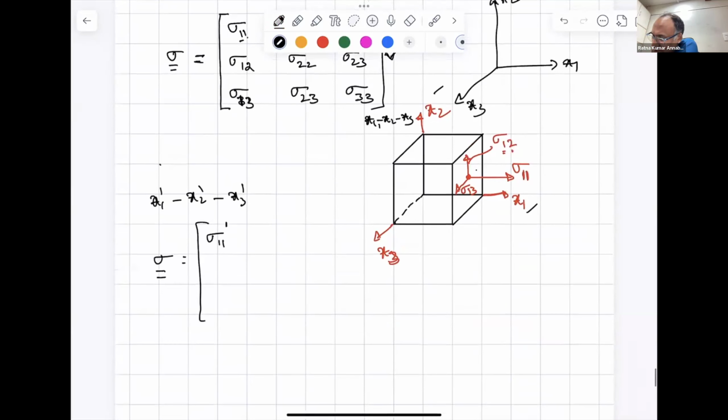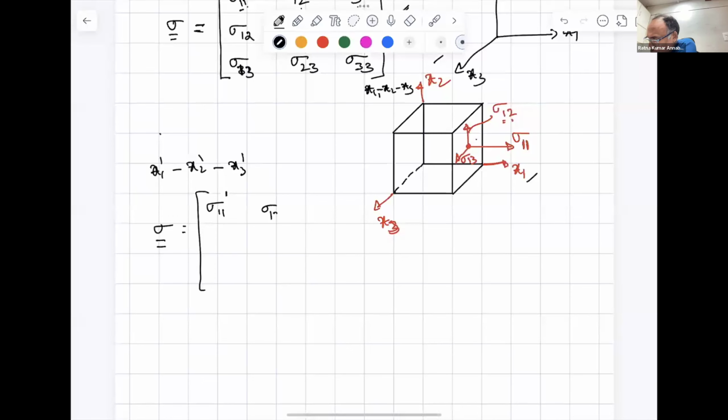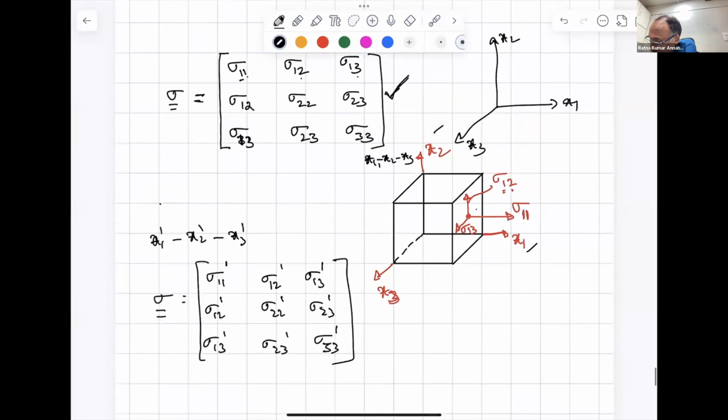Why am I saying dash? Because it will not be numerically equal to sigma 1, 1. Sigma 1, 1 dash, 1, 2 dash, 1, 3 dash, sigma 1, 2 dash, sigma 2, 2 dash, sigma 2, 3 dash, sigma 1, 3 dash, sigma 2, 3 dash, sigma 3, 3 dash. So the elements of this tensor will be different because the coordinate system is changed.